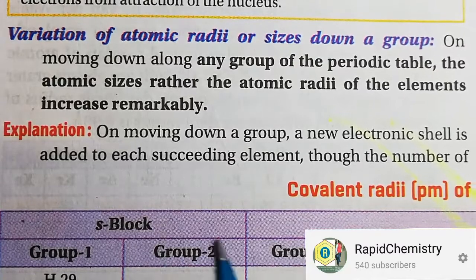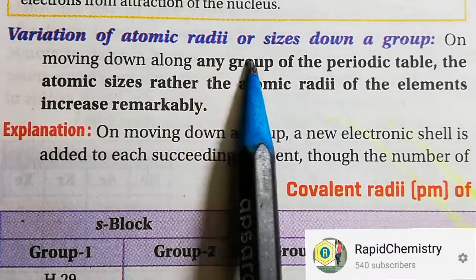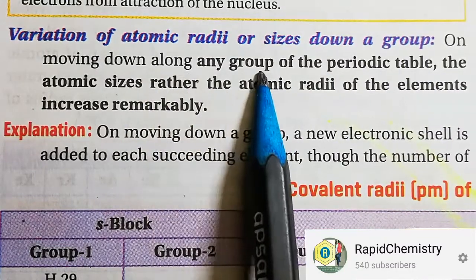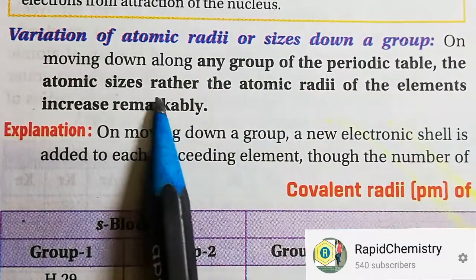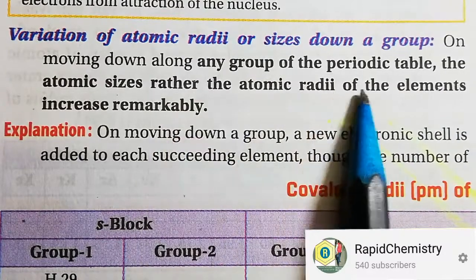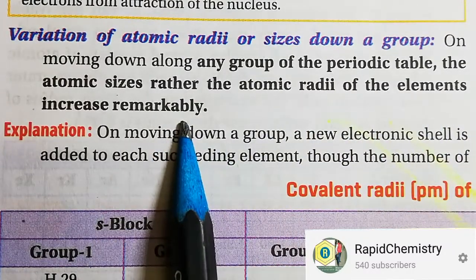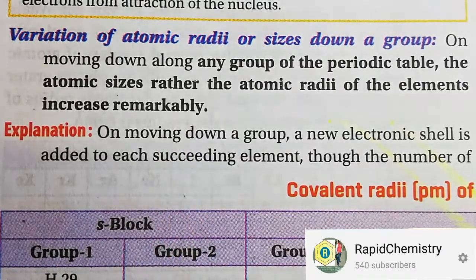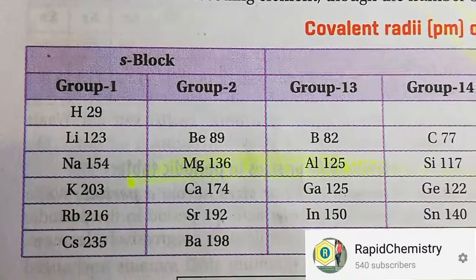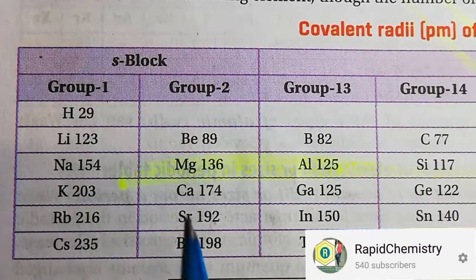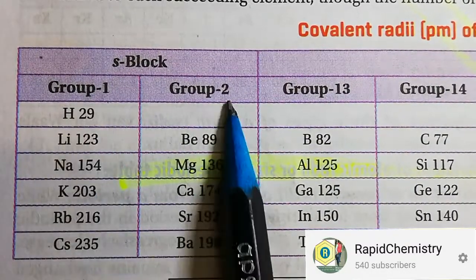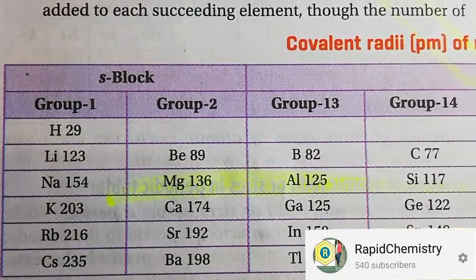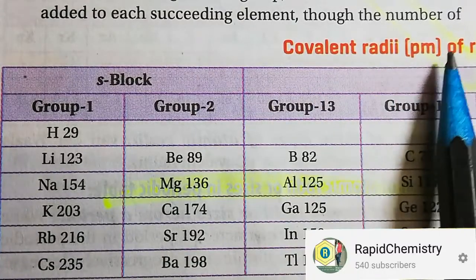Now we will discuss the variation of atomic radii or size down a group. On moving down along any group of the periodic table, the atomic size, rather the atomic radii of the element, increases remarkably. That is mainly due to the addition of newer shells, and that has been shown here. Look at the different elements, say group 1 elements, group 2 elements, group 3 elements, group 14 elements, and these are their covalent radii in picometer unit.